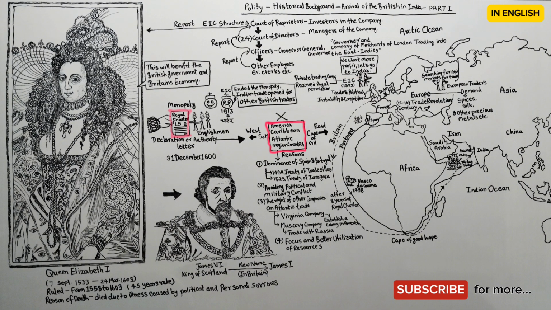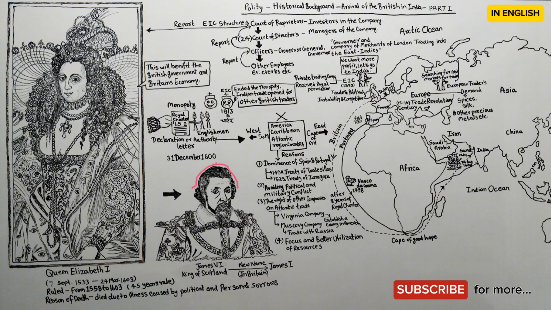Why was the East India Company not given the right to trade in these areas? What were the reasons behind this? I have also explained some of these reasons here. After this, as you can see here, I have tried to make a sketch of Queen Elizabeth I of England, and below that some basic information about Queen Elizabeth I is written, right?